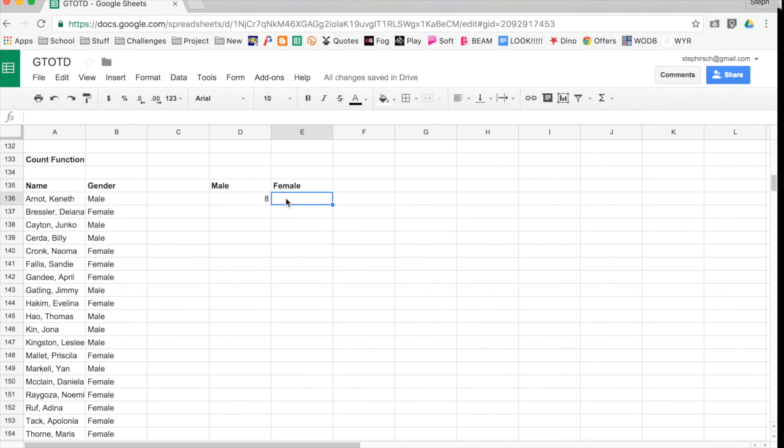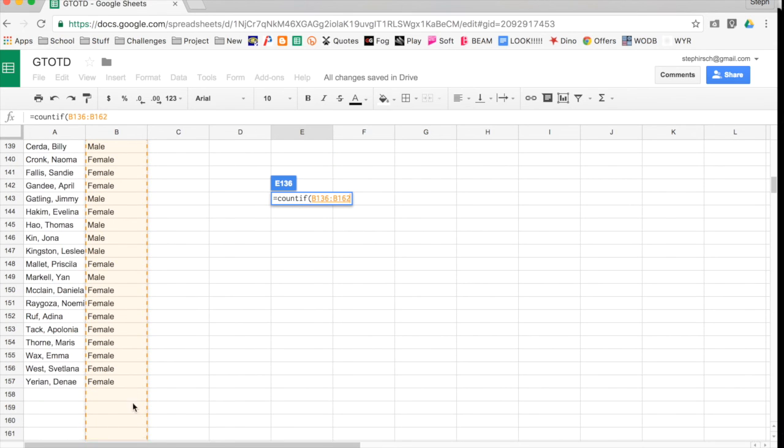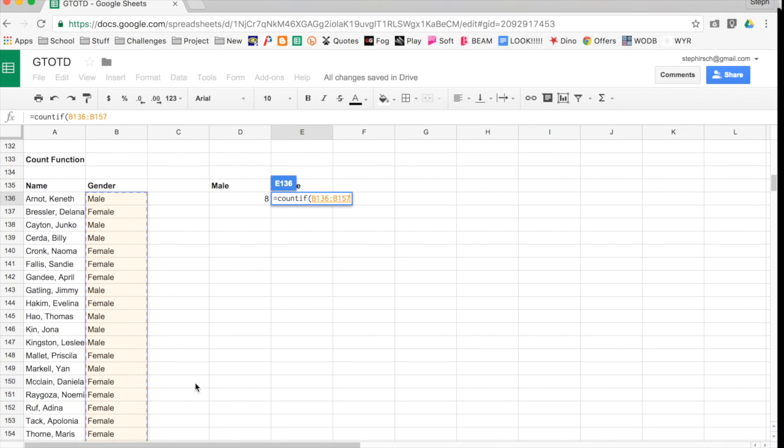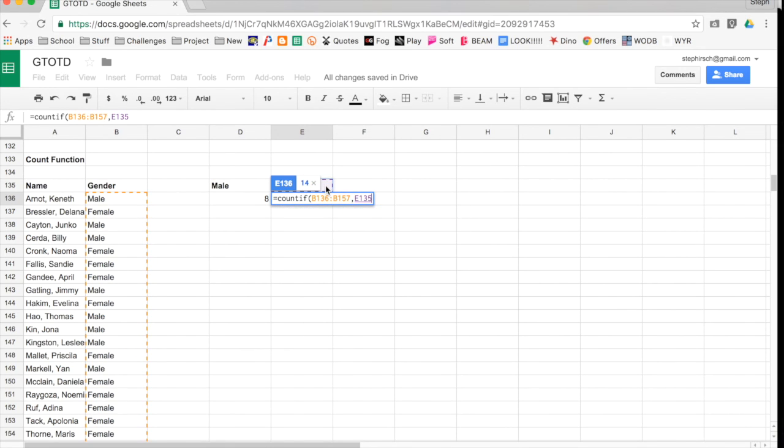You can do the same thing for females. I'm going to use countif, and I'm going to use that same range here. And then this time instead of typing in female, I'm going to click cell E135. The reason I'm clicking that is because female is already typed for me, and so again, like I showed you before, you can always reference those cells. And I want to say which one of them match that cell. So that's an easy way to use the count function or the countif function.